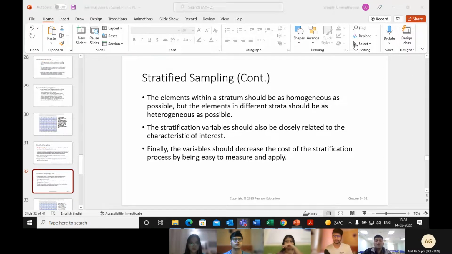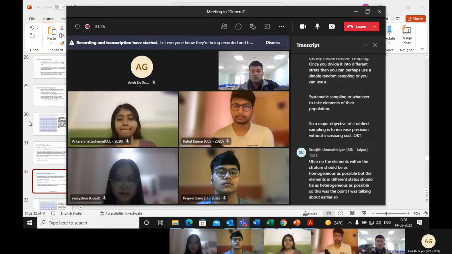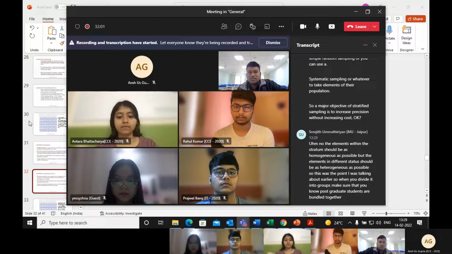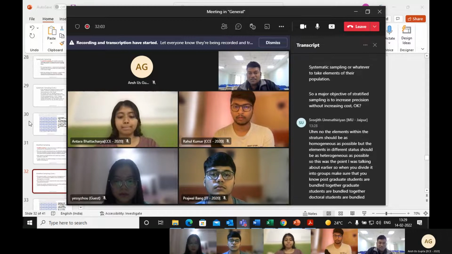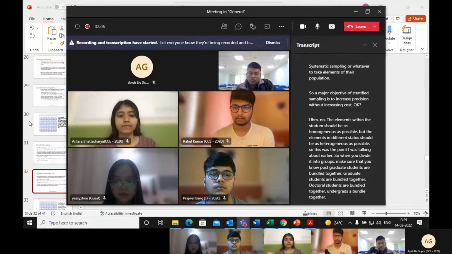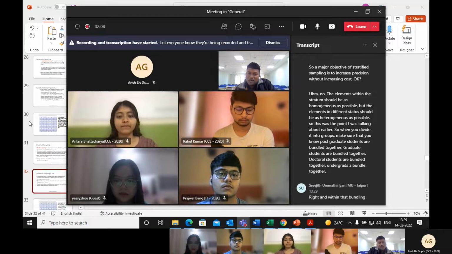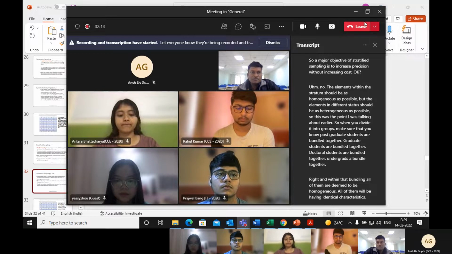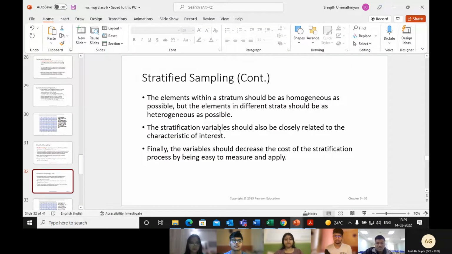So this was the point I was talking about earlier. When you divide it into groups, make sure that postgraduate students are bundled together, graduate students are bundled together, doctoral students are bundled together, undergrads are bundled together. Within that bundling, all of them are deemed to be homogeneous. All of them will have identical characteristics. The stratification variable should also be closely related to the characteristic of interest. Finally, the variable should decrease the cost of stratification.